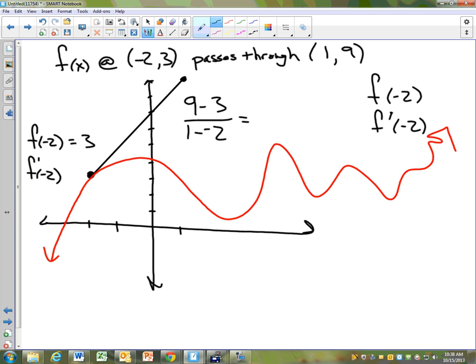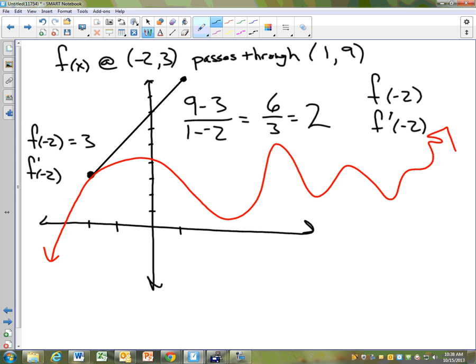Exactly. 9 minus 3 over 1 minus -2, and you get 6 over. Now, again, the reason why I drew all those pictures is not because you have to draw all those pictures, but rather because I wanted to help you get an idea of what we're trying to do. Are there any questions about that?